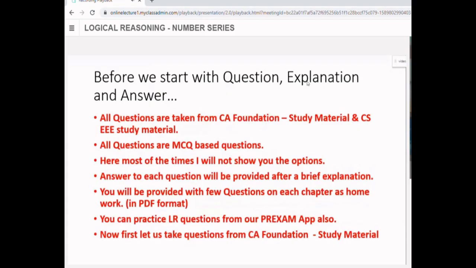Now, first, we'll take all questions from the CA Foundation study material. And once CA Foundation is over, I'll tell you, now Foundation questions are over, let's move on to CA. Now, you may say Foundation questions are important only for Foundation. No. These are number series questions, so questions can be anything. As I said, some questions are common also, so I'll eliminate those questions. When we go to CS, here comes the first question.